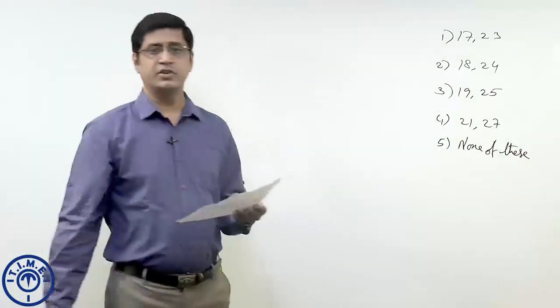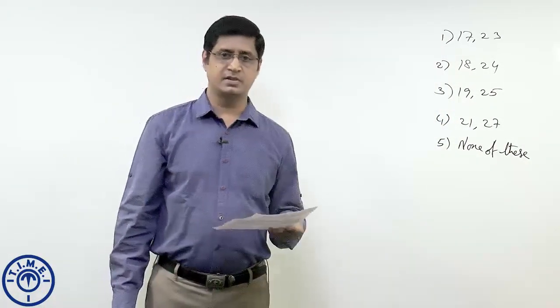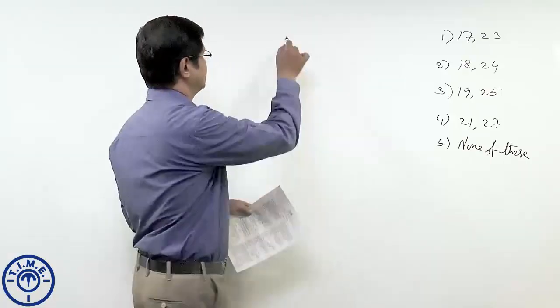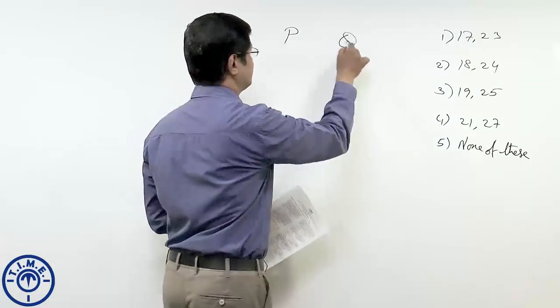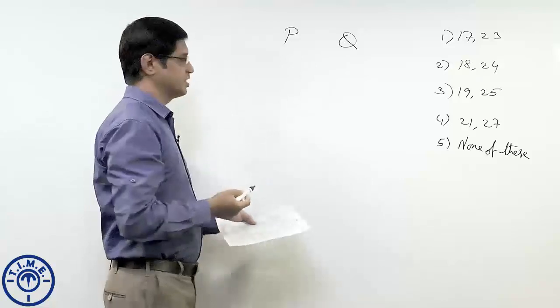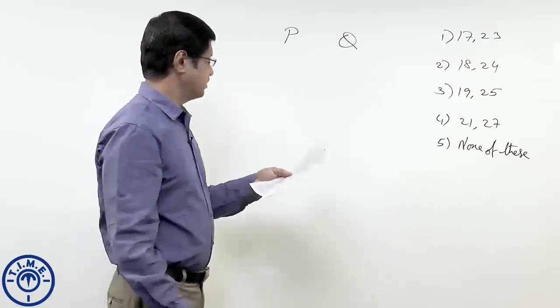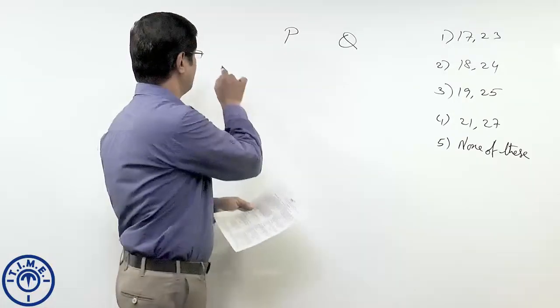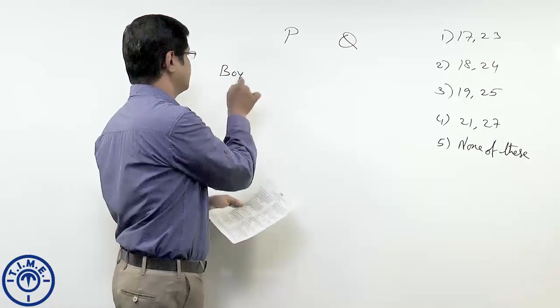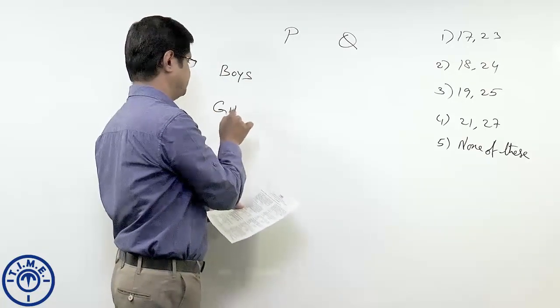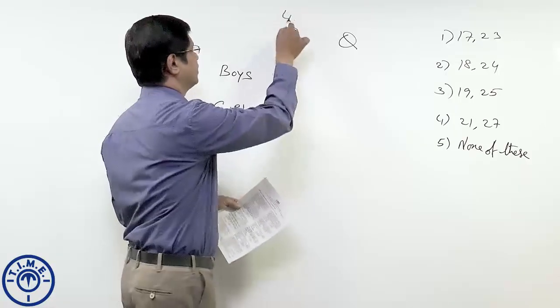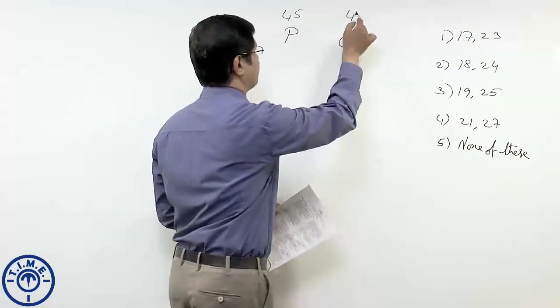Now, what are the conditions given here? Total 45 students in each class. There are 2 classes, class P and class Q. Now, what is the total strength here? 45 students. So, how many boys and how many girls? It is not well defined. The total number of students is 45.